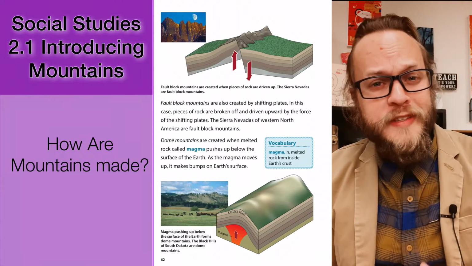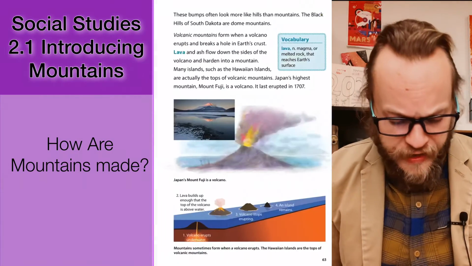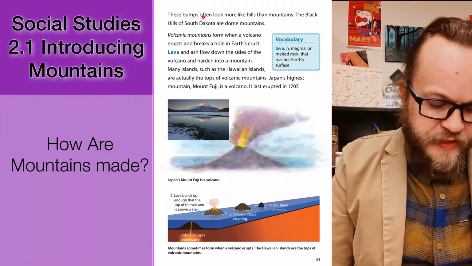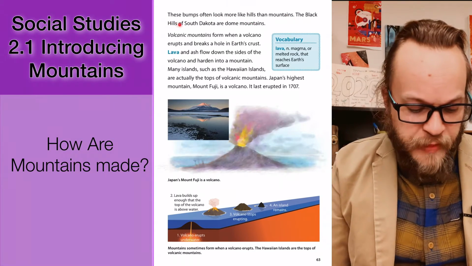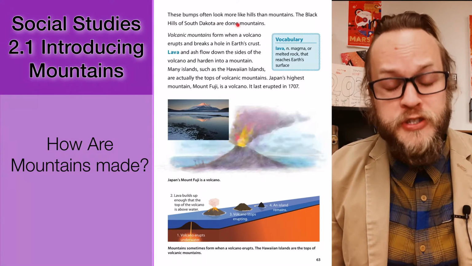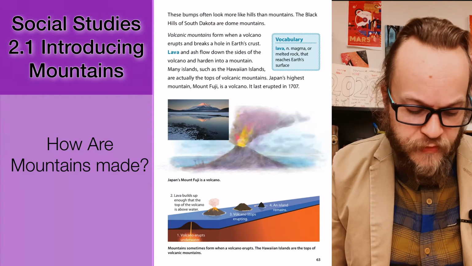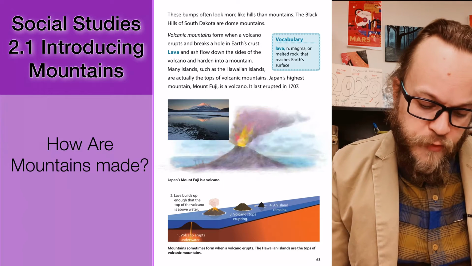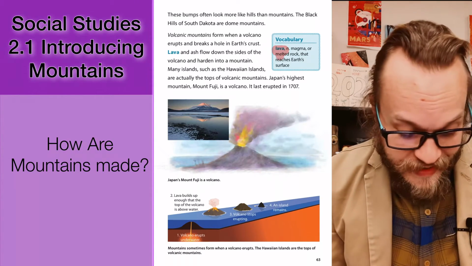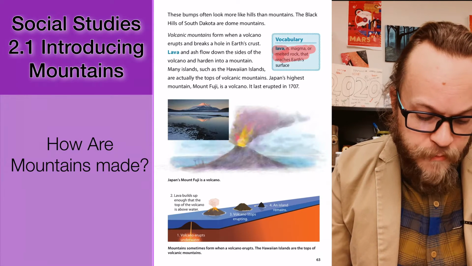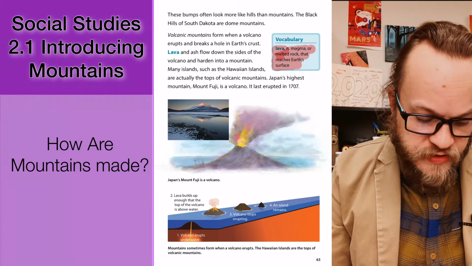Those don't always result in volcanoes. These bumps often look more like hills than mountains. The Black Hills of South Dakota are examples of dome mountains. Another vocabulary word: lava. We've seen this word before and we'll see it again. Lava is magma or melted rock that reaches Earth's surface.